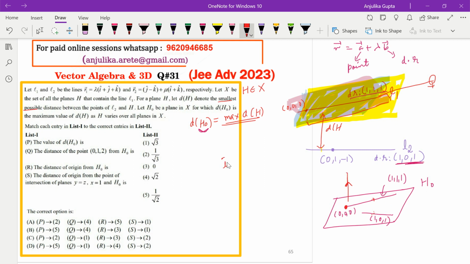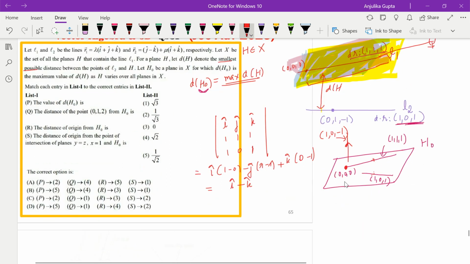Get the normal. So what do you do? Cross product. So i, j, k, 1, 1, 1, 1, 0, 1. So you get this is 0. So you get i minus k. Or component wise, if you write, the direction ratios are 1, 0, and minus 1. Good. Now let's write the equation of the plane.